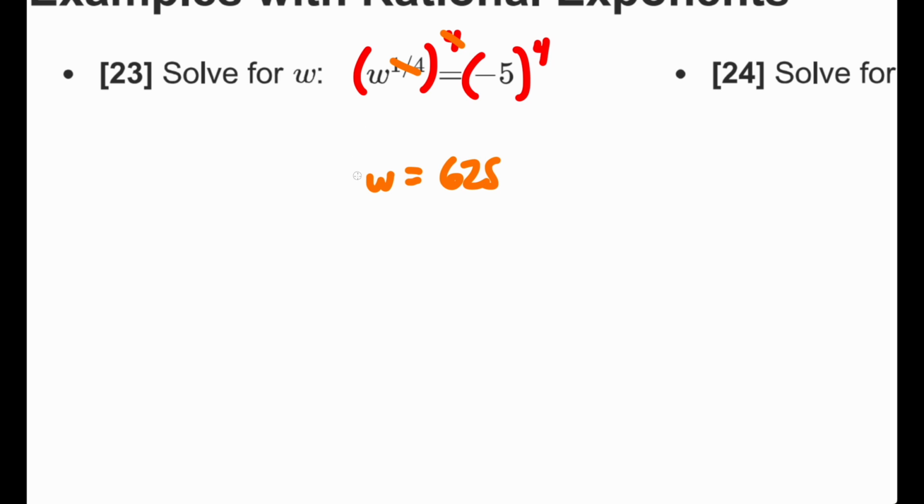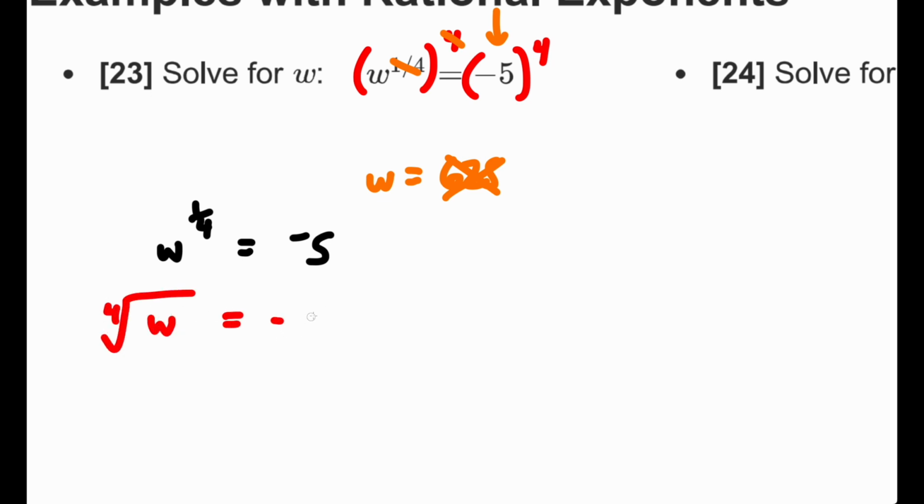Now plug it into the original. You'll see it doesn't work because you end up with a negative. So this ends up being no solution for this one. But let's say you didn't do it that way. There's another way you can do it. If w to the 1/4 is equal to -5, you can see that w to the 1/4 is really just the 4th root of w.